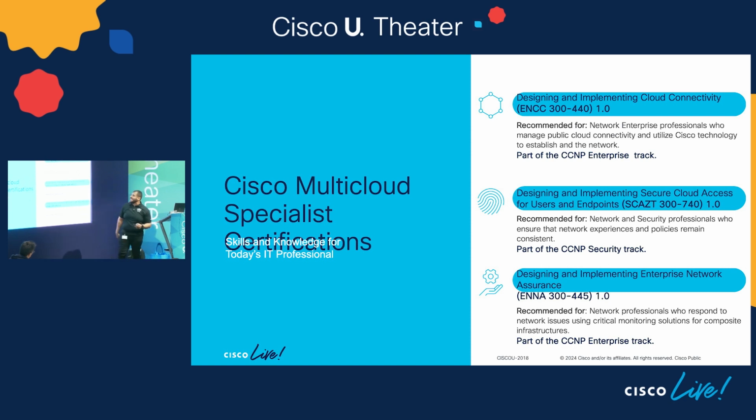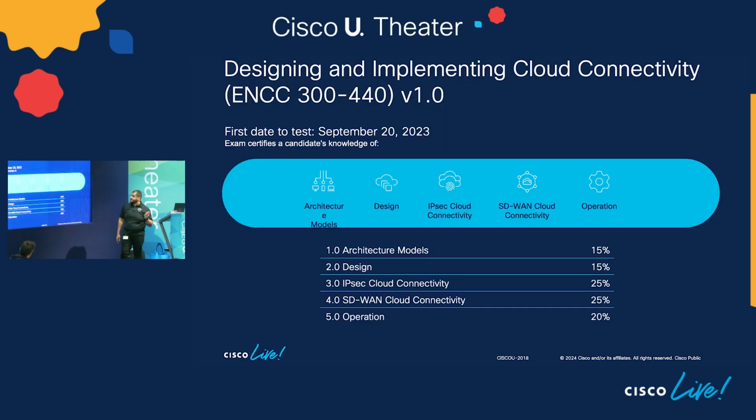So, to the point, ENCC, what's in it for us? ENCC is subdivided into 5 major sections. Here you can see the architecture model of cloud connectivity, how to get connected to the cloud using different architecture models. Design, how to design this connectivity. If you want to get connected, what are the flavors of technologies that you're going to be using in order to get connected? IPsec or SD-WAN, these are the 2 flavors of connectivity, and then how to monitor and troubleshoot if your connection has any issues.